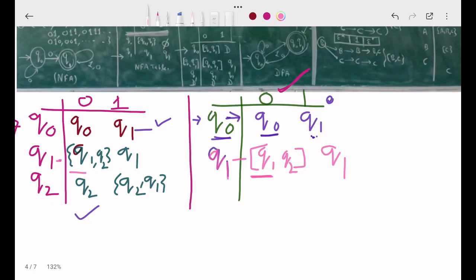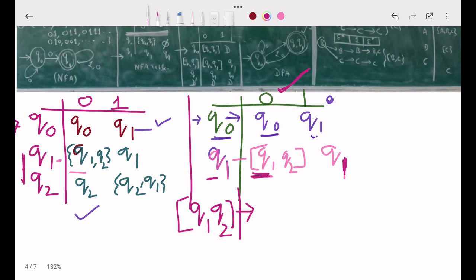Done. Now you will check how many new states are generated. Okay. So this is already covered. You can see this is already covered. Now this is a newly generated state. This newly generated state you will write here: Q1 and Q2. Okay. So now I will see Q1 and Q2.